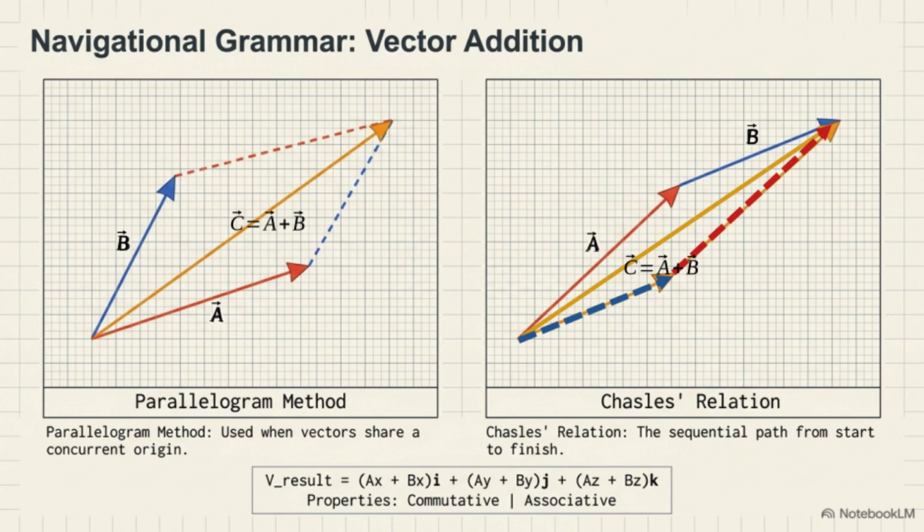For example, if you walk 5 meters toward the east, then 4 meters toward the north, your displacement is not 9 meters. It is the square root of 5 squared plus 4 squared, which is approximately 6.4 meters toward the northeast.